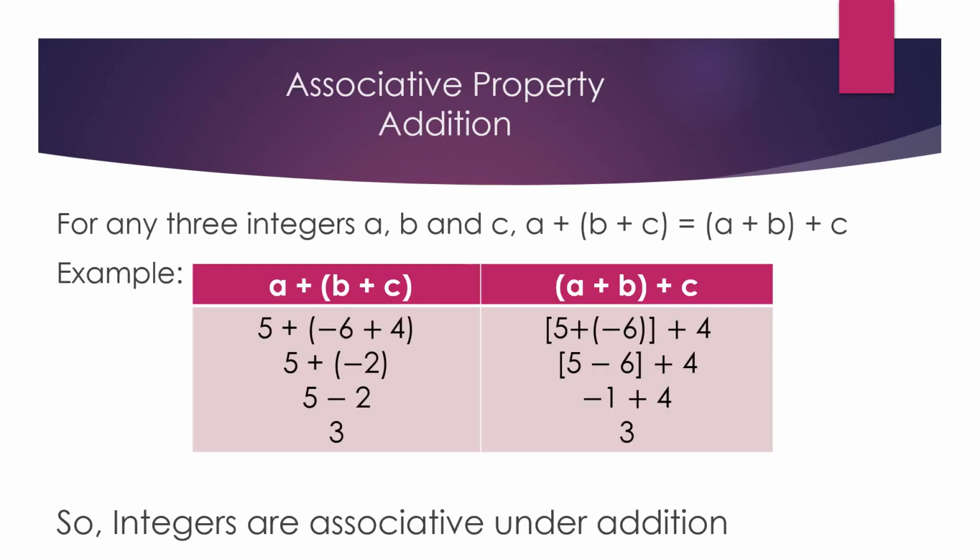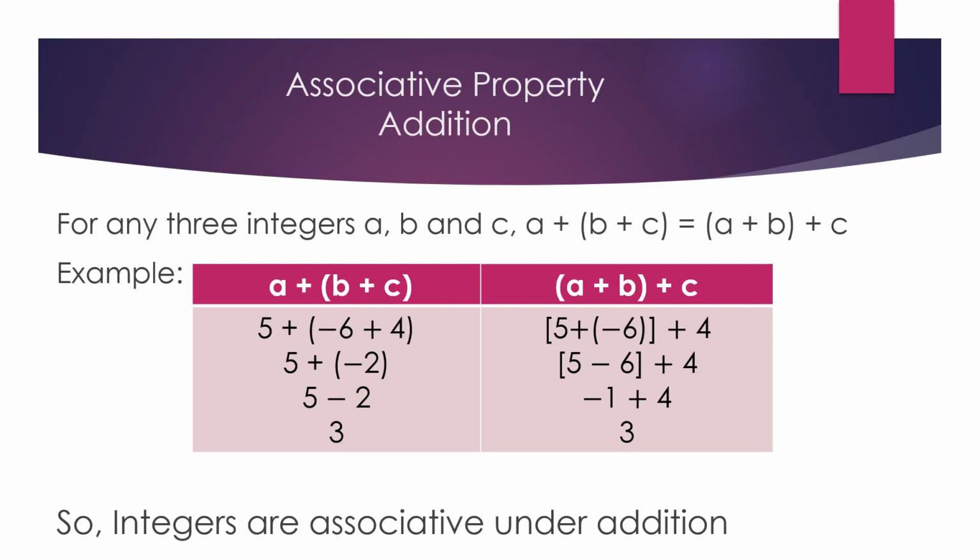Associative property of addition. For any three integers a, b and c, (a plus b) plus c is equal to a plus (b plus c). This property involves grouping of numbers. If we change the grouping of the integers while adding more than two integers, then the result is the same.